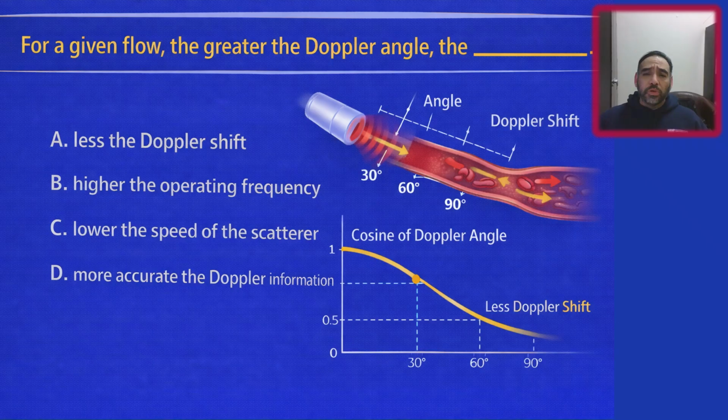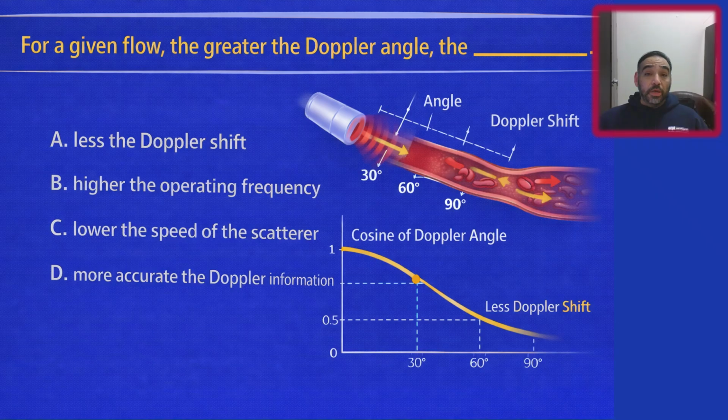As the Doppler angle increases, the cosine value decreases. If cosine decreases, the Doppler shift decreases. So for the same flow velocity, a larger angle relates to a smaller Doppler shift. That's why we try to keep the Doppler angles at 60 or less.